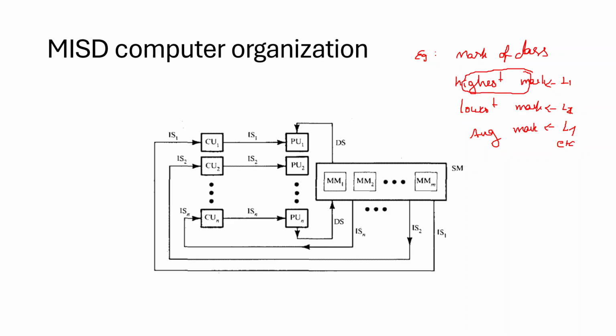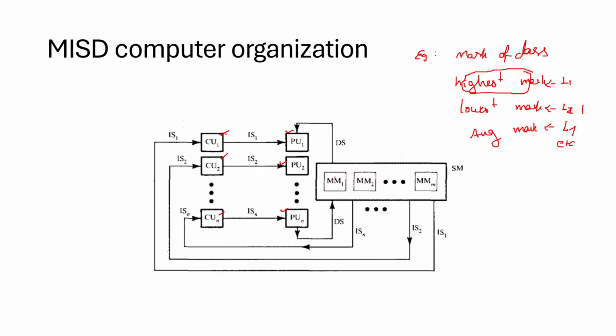The first instruction calculates the highest mark of language 1. The second program calculates the lowest mark. The third one is the average. So the instruction sets are different, but they operate on the same data set. As we have multiple instructions given by the memory module, to decode those instructions we need that many control units. So we have more control units to execute all the instructions in parallel, and we need that many processing elements.